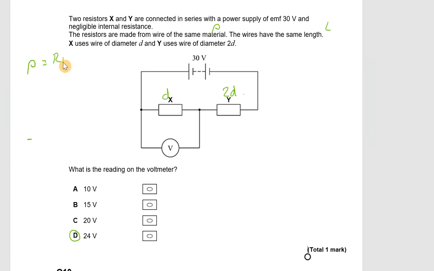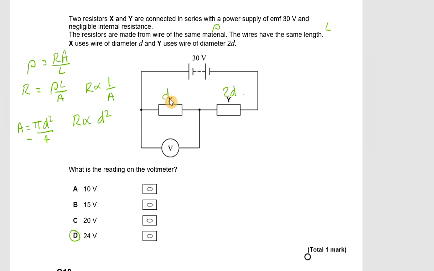Resistivity is equal to resistance multiplied by cross-sectional area over length. And that tells me that the resistance is equal to the resistivity multiplied by the length over the area. Now, we're not worried about resistivity or length, so what we can say is the resistance is proportional to 1 over the area. Now the area is equal to pi d squared over 4. So I can then say that the resistance is proportional to 1 over the diameter squared.